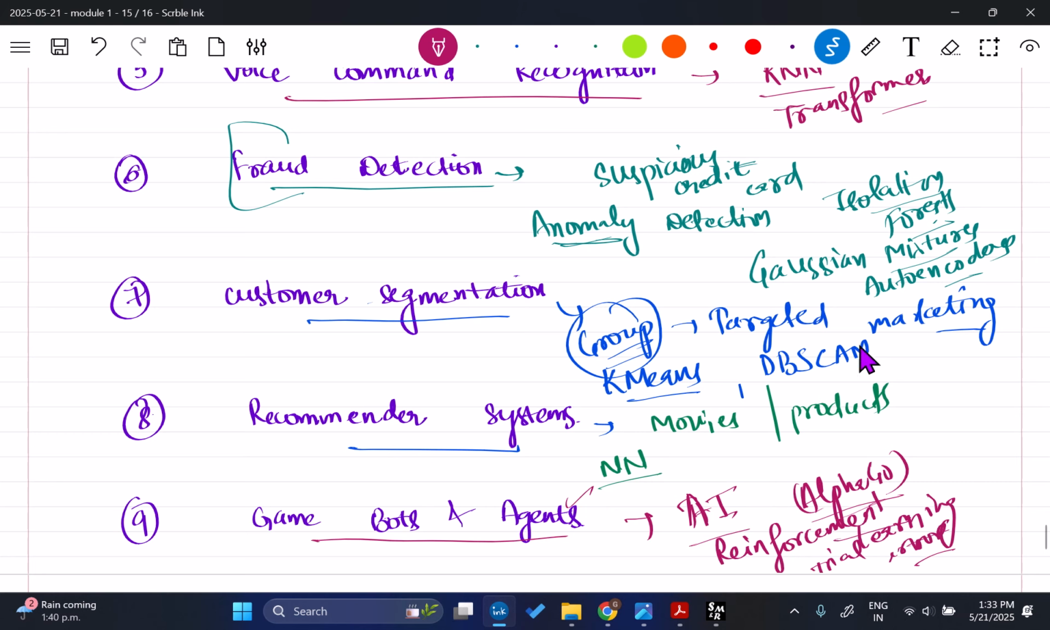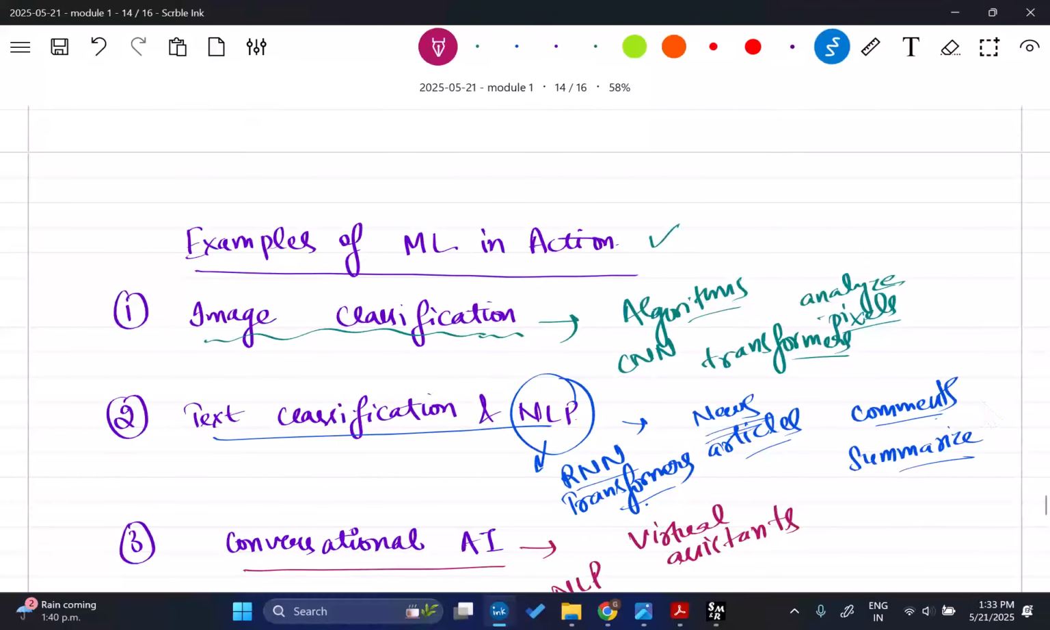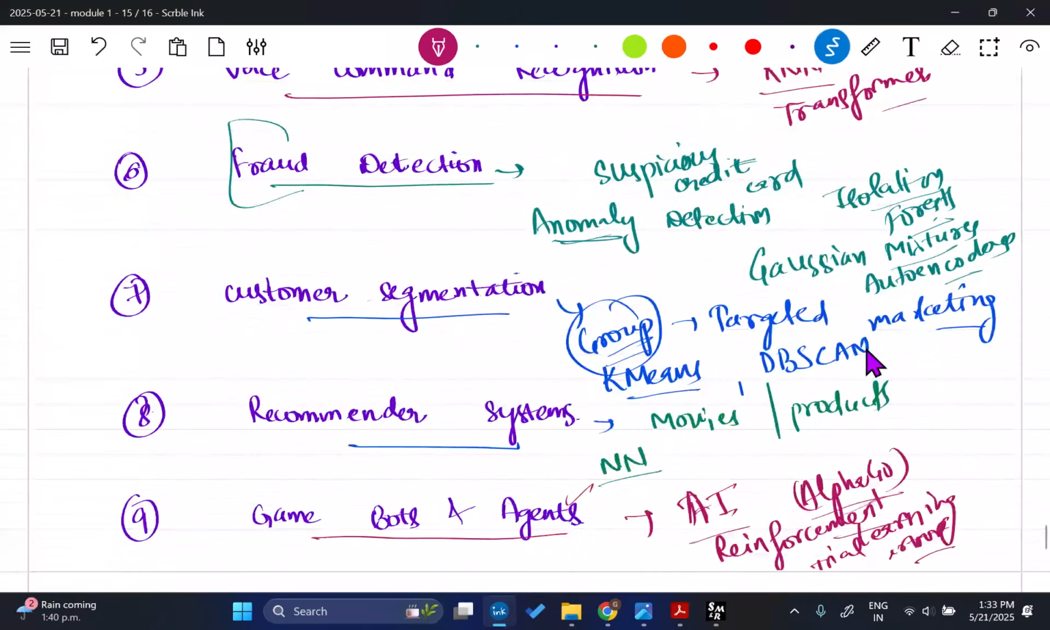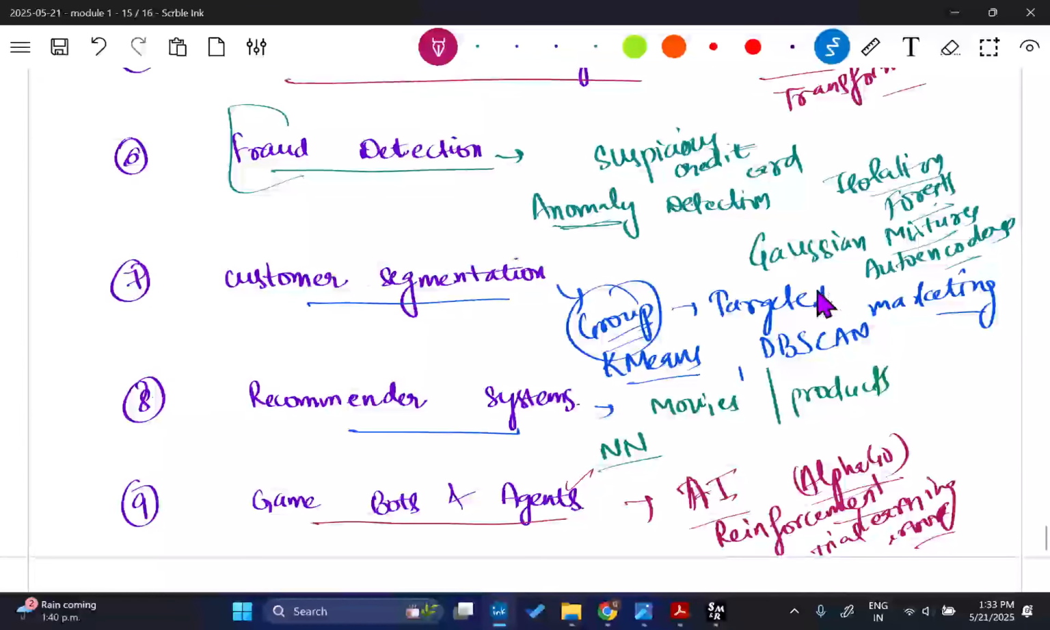So all these were the applications, examples of ML in action. So that's all what I wanted to explain. You can revise all the categories, and we will be covering many of them in the coming sessions.